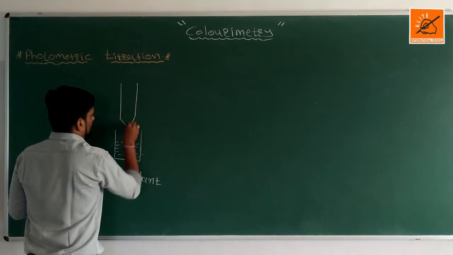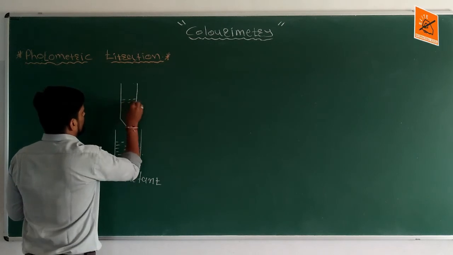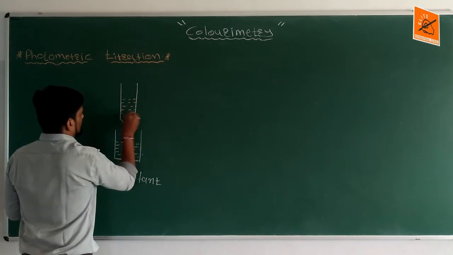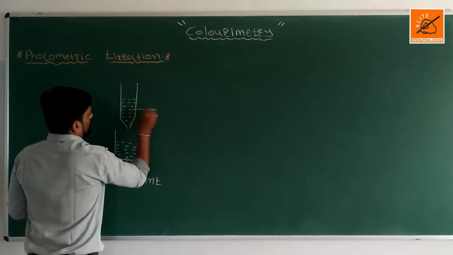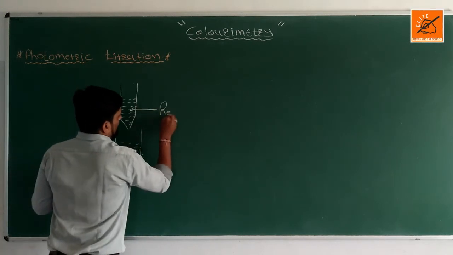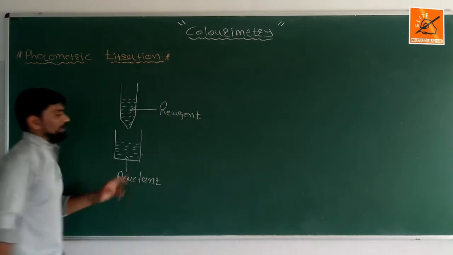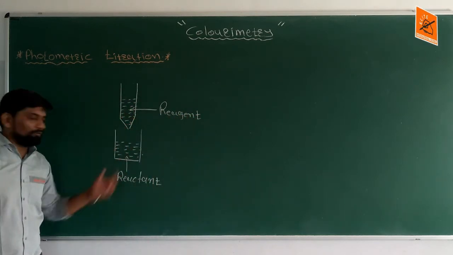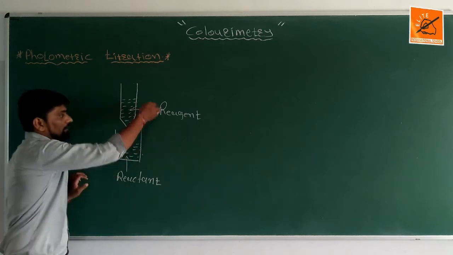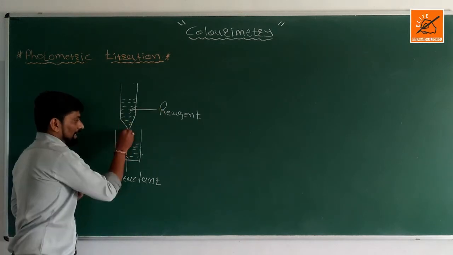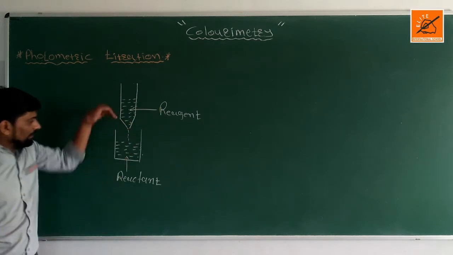This is the burette in which we take the reagent. So this is the reagent in the burette. So the reagent is taken into the burette, and the reactant is taken into the flask. Now we add the reagent into the flask.